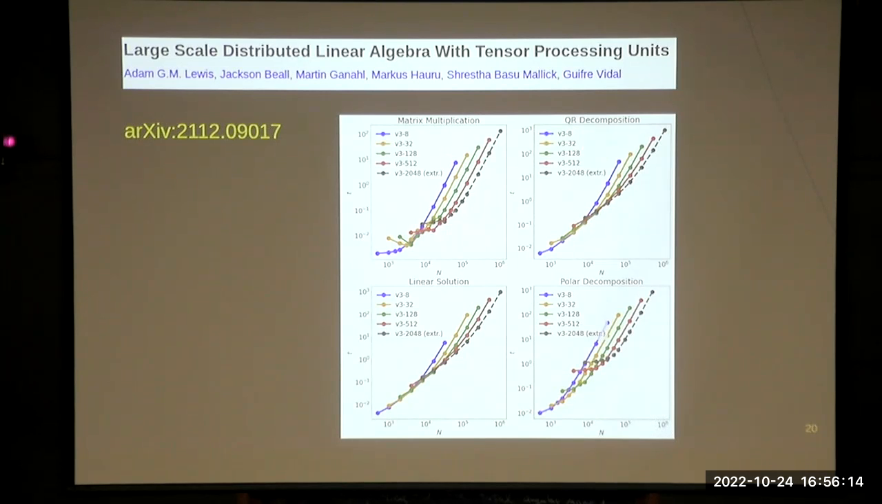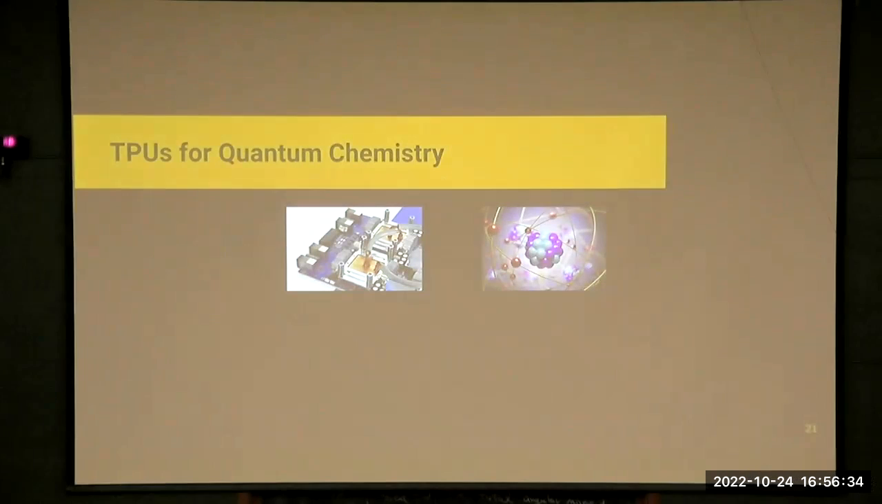And we did that for a QR decomposition, which is another type of matrix decomposition for solving linear systems, and also the polar decomposition I just discussed. And in all cases, you see this linear scaling for problems that should scale as n cubed, but thanks to being able to use more and more cores, we can lower the exponent.